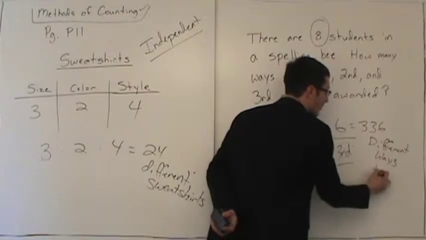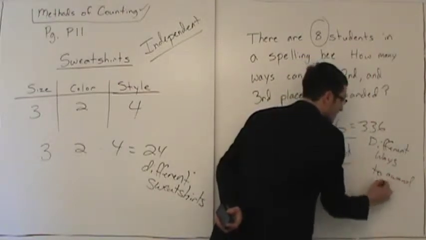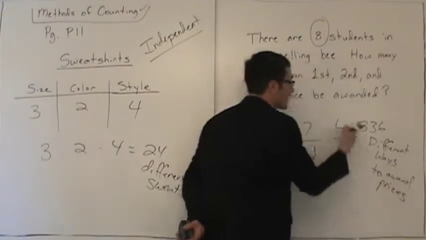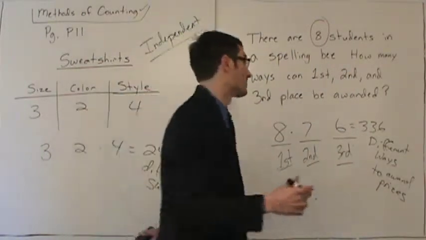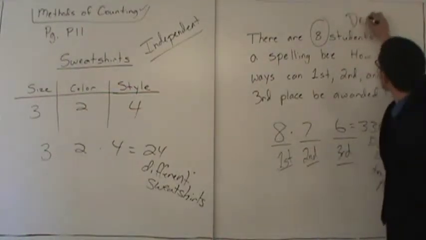Different ways to award prizes. So, 336 ways to award the prizes. Wow, 8 students, 336 ways. This is called dependent. What do I mean?